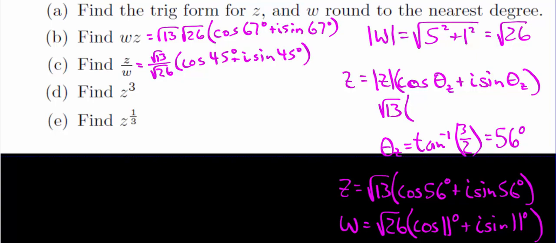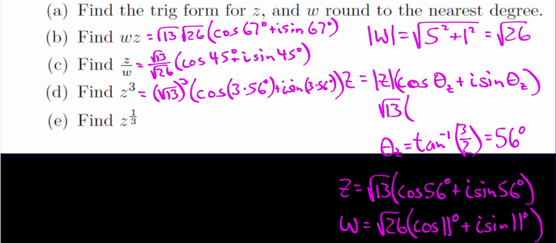Okay. 56 minus 11, that's 45. Okay. Now, if we want to raise it to the third power, I'm going to take the square root of 13 raised to the third power. Now, dig this. Here we go. Cosine of 3 times 56, plus i sine 3 times 56. See? So we just multiply. That's it. Pretty simple.